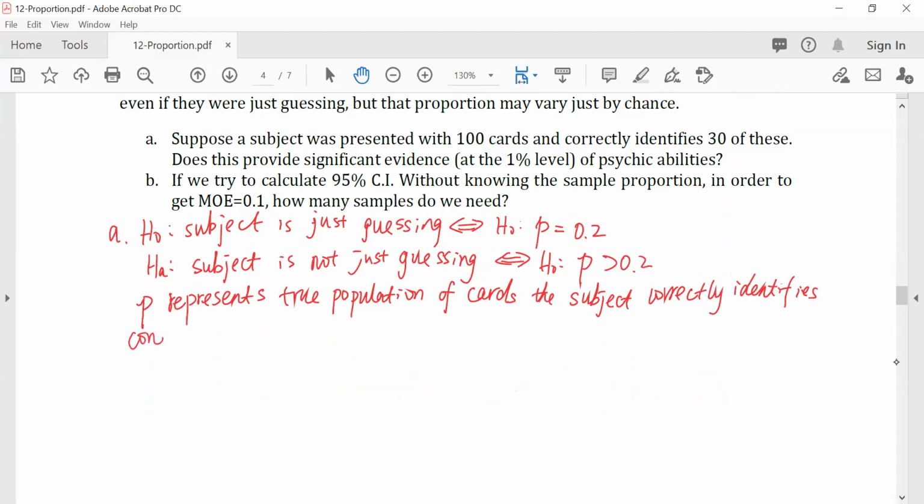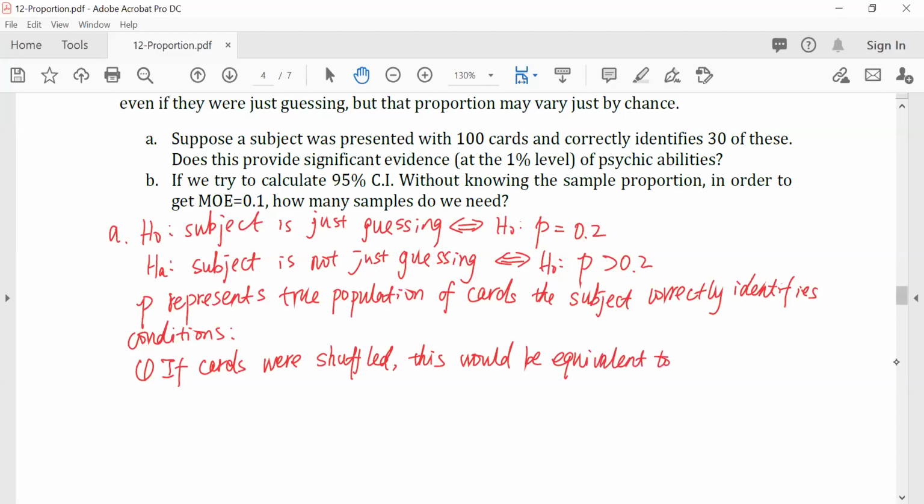Second step, check on the conditions. So first, it needs to be a random sample. So if the cards were shuffled, then this will be equivalent to a random sample. So, okay, the first condition is met.